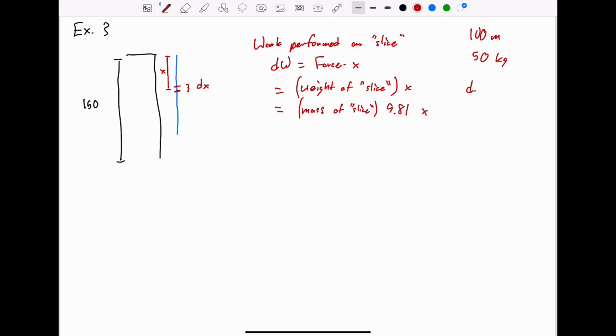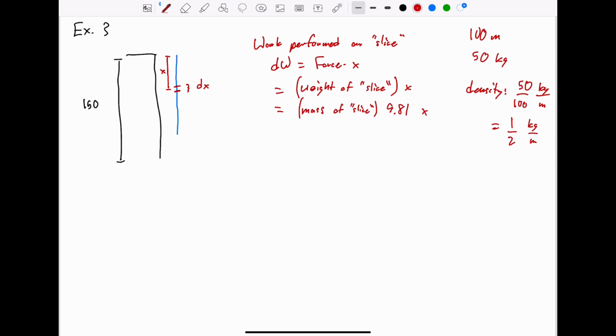So we have a 100-meter long chain and its mass is 50 kilograms. We can write down the density here as mass divided by length. 50 over 100. The units are going to be kilograms per meter. So the density of the entire chain is 1/2 kilogram per meter.